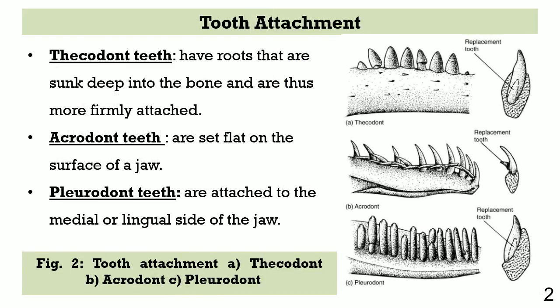Next is tooth attachment. Thecodont teeth have roots that are sunk deep into the bone and are thus more firmly attached. Acrodont teeth are set flat on the surface of the jaw. Pleurodont teeth are attached to the medial or lingual side of the jaw.